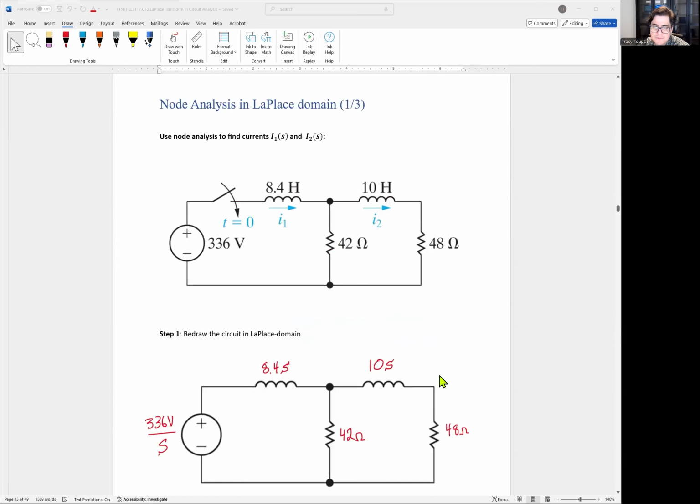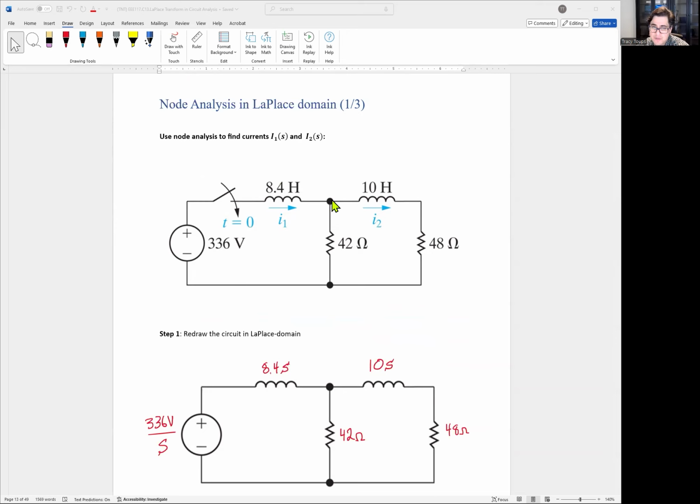Let's keep on moving. So here we're going to show you some more examples of how to use Laplace analysis. So let's look at node analysis. Before we do anything, we have this problem, and this is a very hard problem in the time domain.